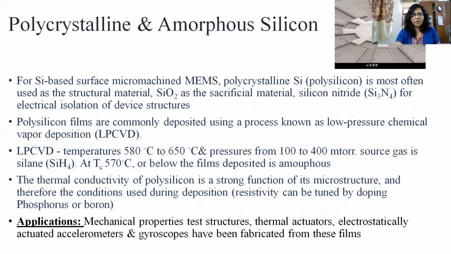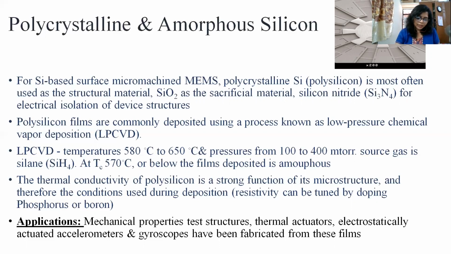Now polycrystalline and amorphous silicon. Surface micromachining is a process where a sequence of thin films, often of different materials, is deposited by various CVD and PVD techniques and then selectively etched to form a MEMS structure. Polysilicon is usually deposited by low pressure CVD at a temperature of 580 to 650 degrees and a pressure of 100 to 400 millitorr. Below this temperature, say 570, the transition temperature, the film will be amorphous.